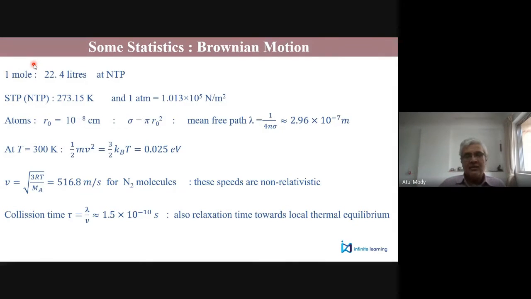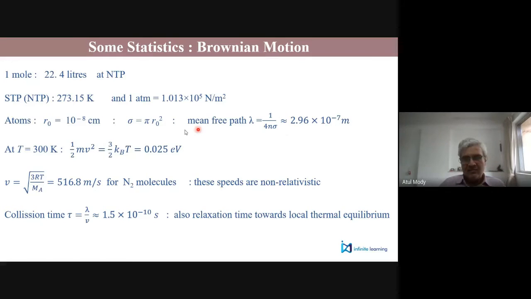Okay, and your sigma will be of the order of 10 raised to minus 20. And therefore, if you take 4n sigma, of course, when I say 10 raised to minus 20 is r0 square, but then you have 4 times pi, which is also a factor of 10. So you'll get around 2.96 into 10 raised to minus 7 meter.